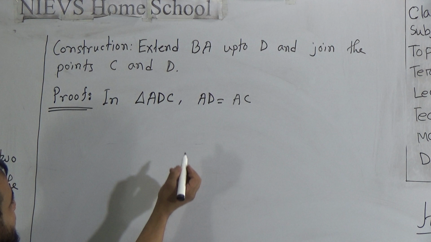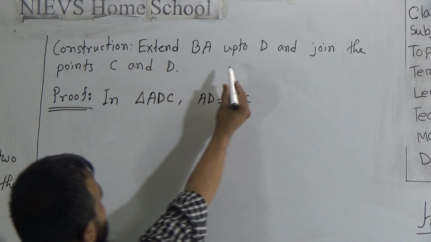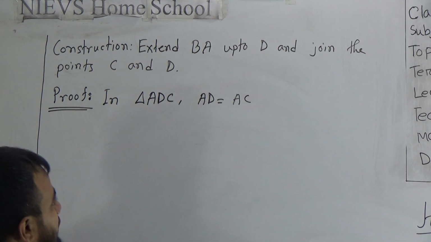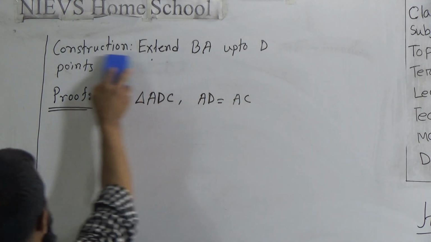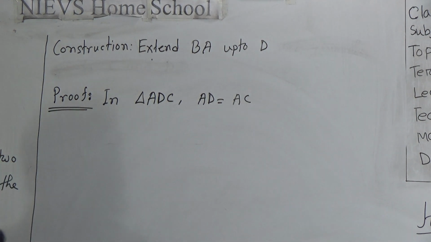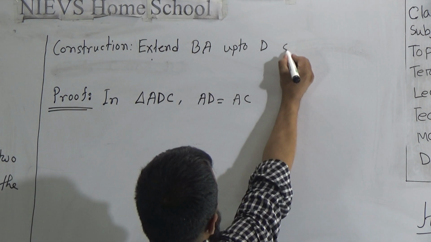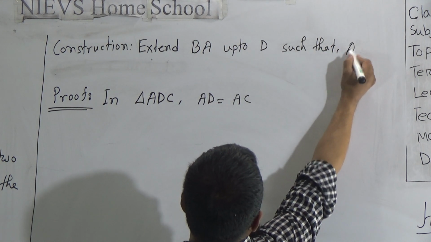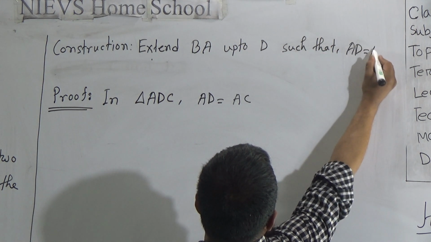From the construction it's clear there. Okay, extend BC up to D. Oh sorry, I have to write down this one also in the construction. My dear students, we have to write down this one. Extend BA up to D such that AD is equal to AC.